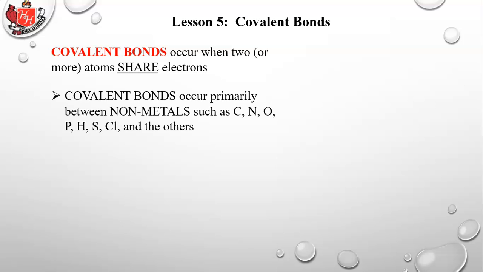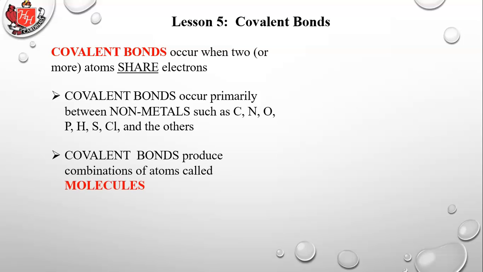So covalent bonds occur primarily between nonmetals such as carbon, nitrogen, oxygen, phosphorus, hydrogen, sulfur, chlorine, and others. So those are the elements way over on the right side of the periodic table. Those are the strong guys, the guys that have high ionization energy and also high electronegativity. They don't give up their electrons easily, and they like to take in electrons from other atoms.